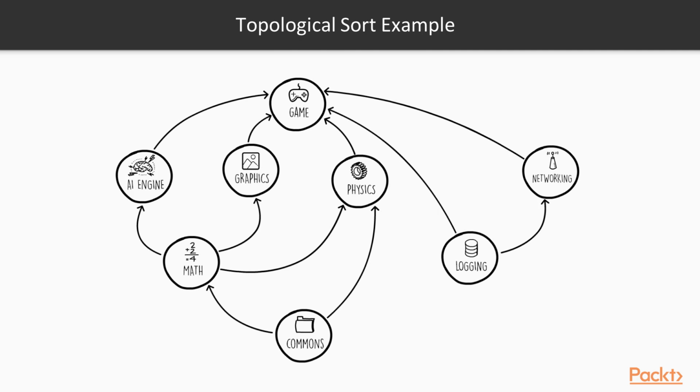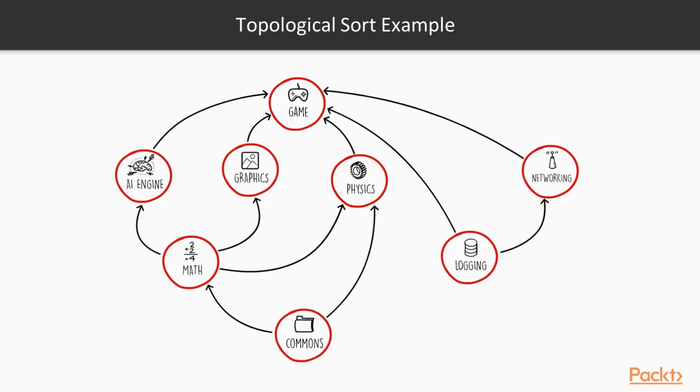You need to follow a specific order to be able to build the modules. For example, you cannot build the physics module before you build the math and the commons. If we want to build the entire system, we can, for example, start with the commons and then the math. And now we can build the physics, since both the math and the commons modules are ready. Next, we can do graphics, the AI engine, and then we can pick the logging module, for example. And after that, we do the networking. At the end, we can finish off with the main game module. This is one possible ordering of the topological sort.